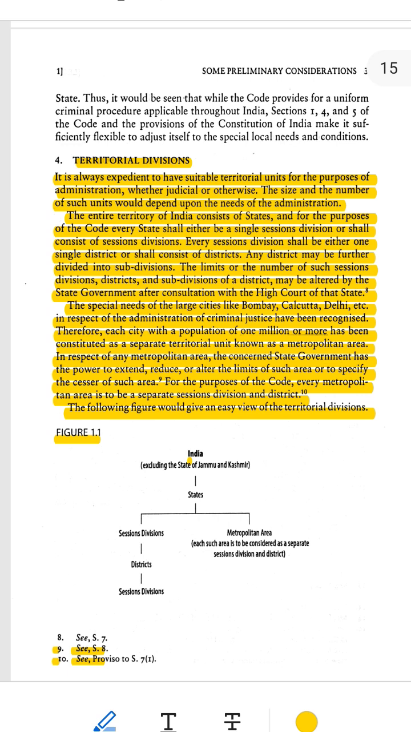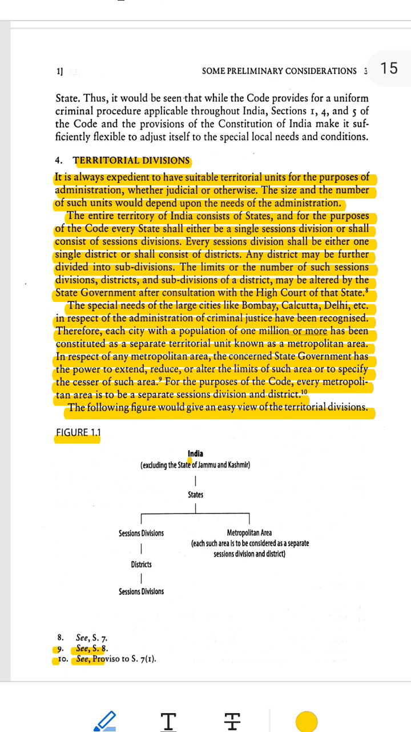2. States are divided into sessions divisions. Now each state is cut into smaller parts called sessions divisions. Some states may have only one sessions division if the state is small. Bigger states may have many sessions divisions.